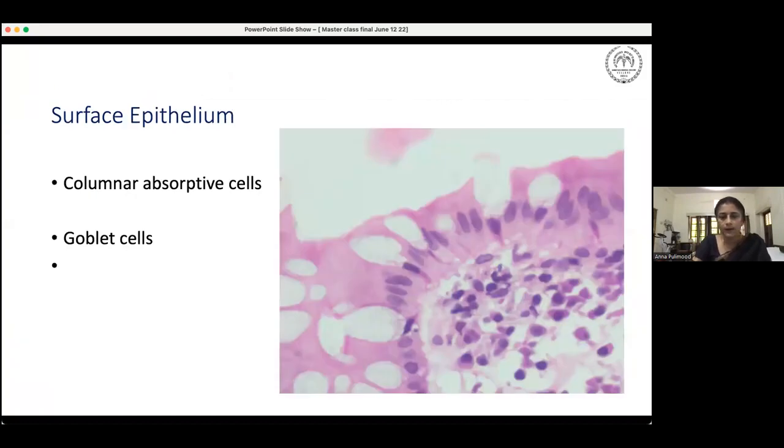After looking at the architecture, you look at the surface epithelium. So in the surface epithelium, you have two kinds of cells. You have goblet cells, you see with this large vacuole-like thing of mucin. And then you have these columnar cells that don't have any obvious mucin vacuole.